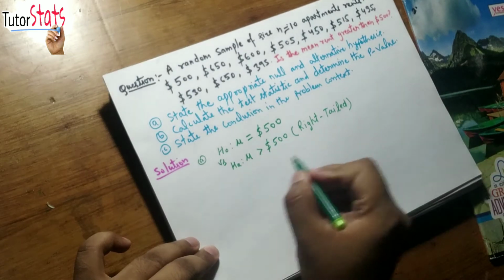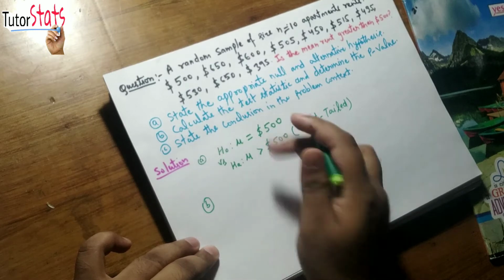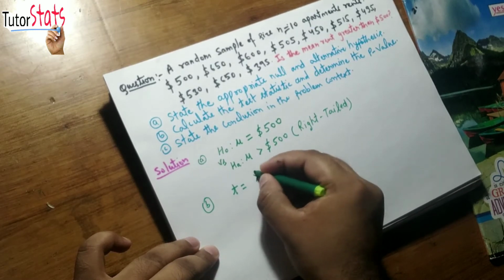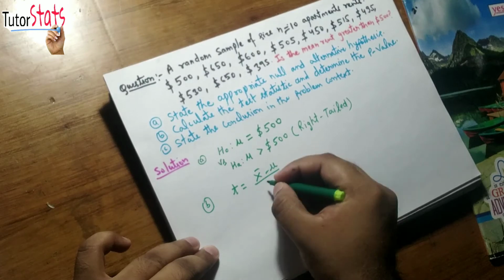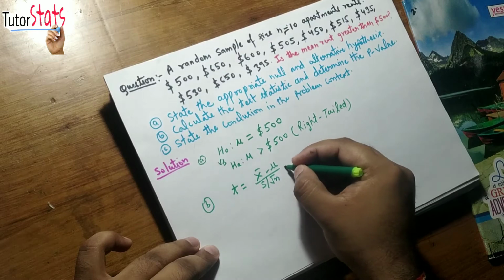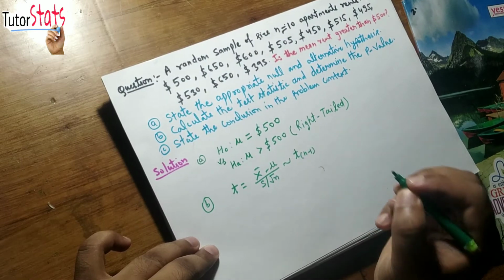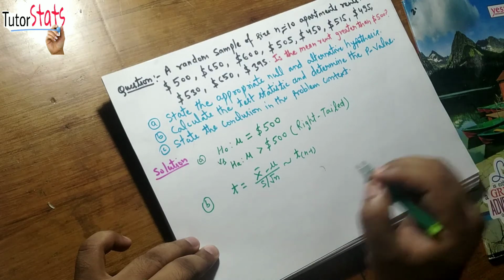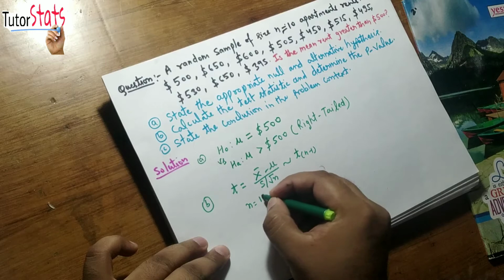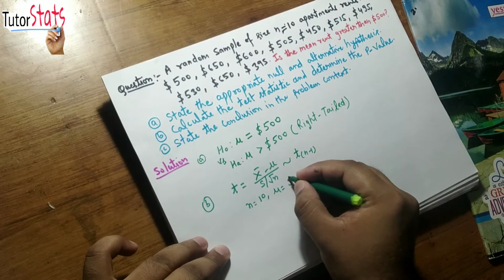Okay, so under the B part, the test statistic is defined as x bar minus mu upon s upon under root n. This follows t test statistic with n minus 1 degree of freedom. We have sample size n is equal to 10 and mu is equal to $500.